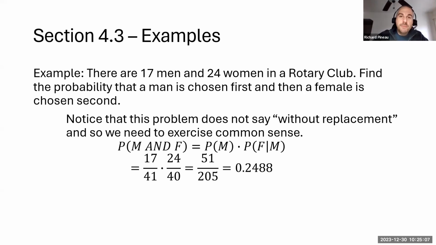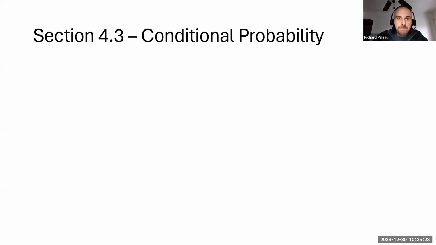Had the first person chosen been a female, then instead of 17 on the first fraction, it would have been 24, and on the second fraction, 23, just like when we were looking at the face card. So it is important to make sure that we distinguish which groups we are selecting from.